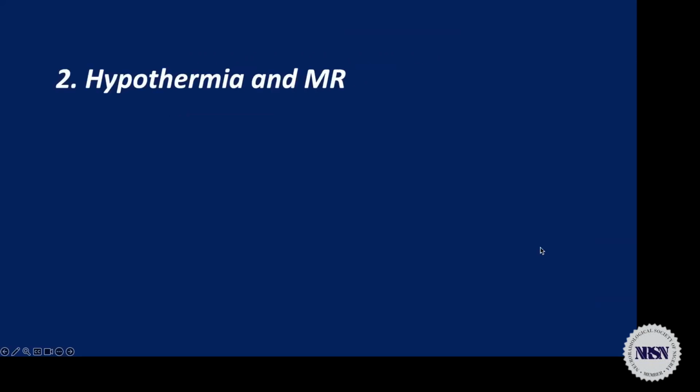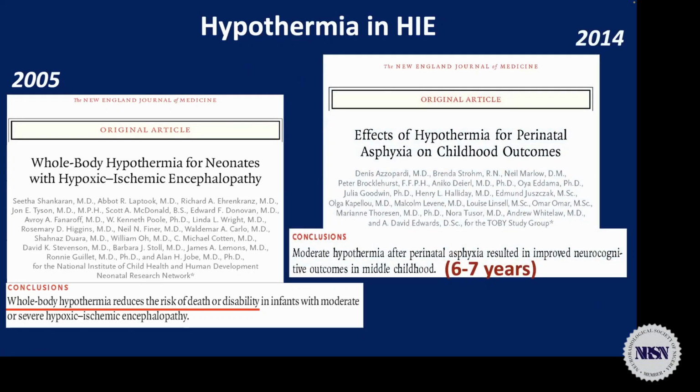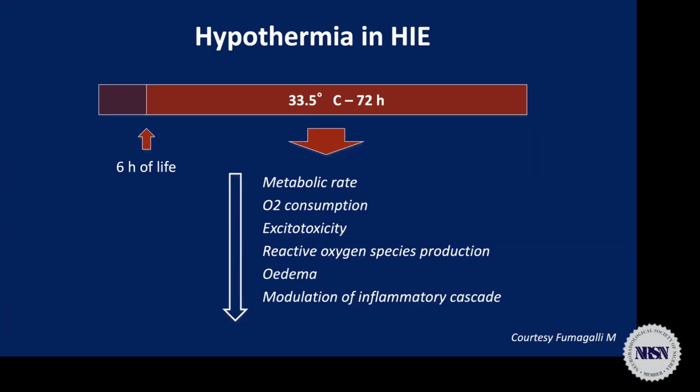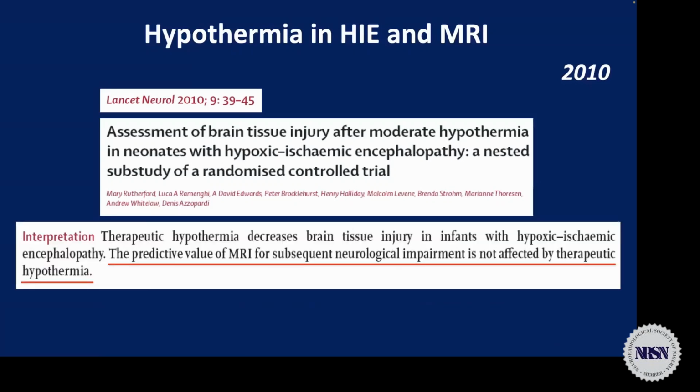but on the contrary, there is some lesion. So hypothermia has changed a lot because we know that we have an improved neurocognitive outcome until now, I think 10 years, 12 years of age. There is a reduction of excitotoxicity, mainly due to the lower temperature, 33 degrees. And we know from this paper that the predictive value of MRI for subsequent neurological impairment is not affected by therapeutic hypothermia.